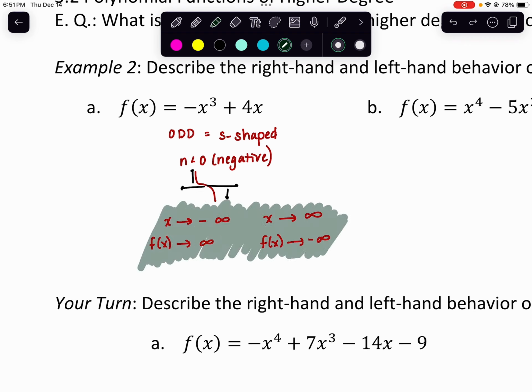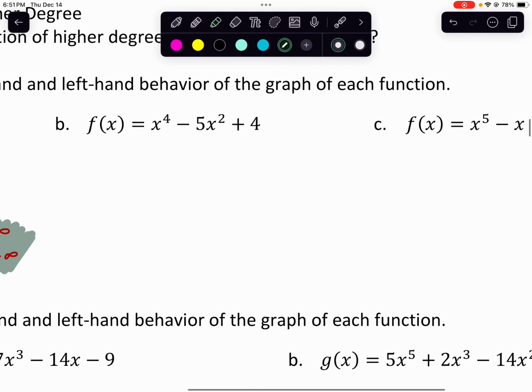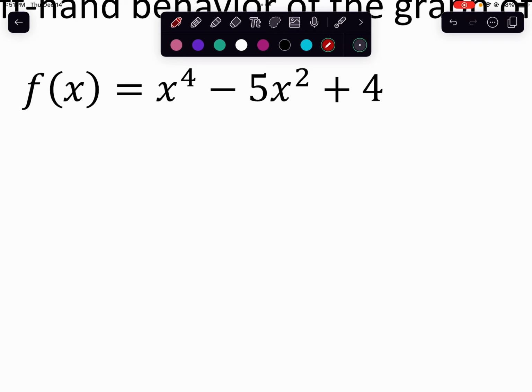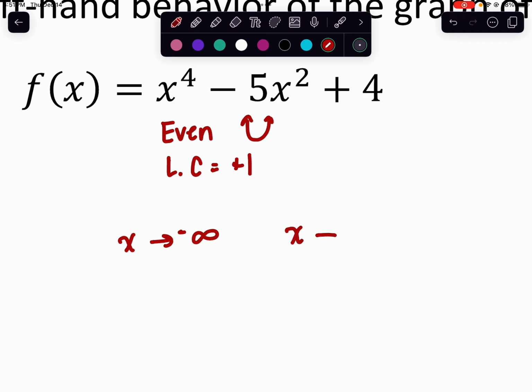Okay. So let's do 2 more. All right, the next one, it's positive. Okay, so it is an even function. Okay, it's going to be parabolic in shape. It is going up because my leading coefficient, we'll put leading coefficient equals positive 1. So then we're going to say, okay, as x approaches something, so let's do negative infinity. And then we're going to do as x approaches positive infinity.